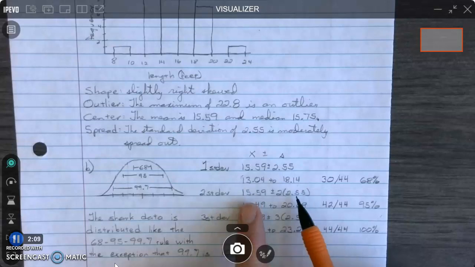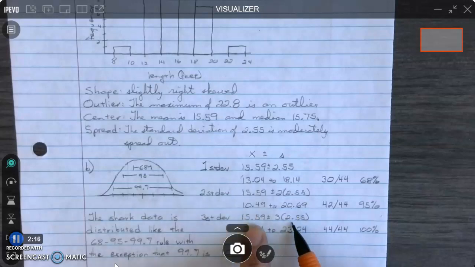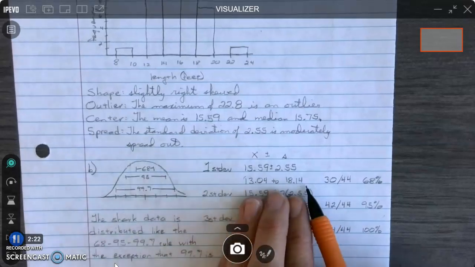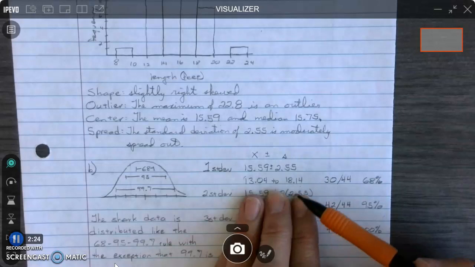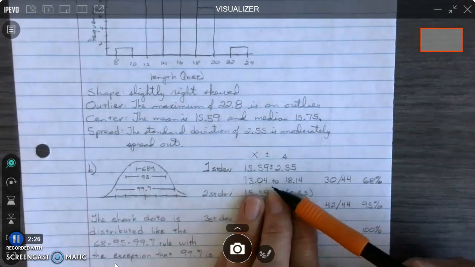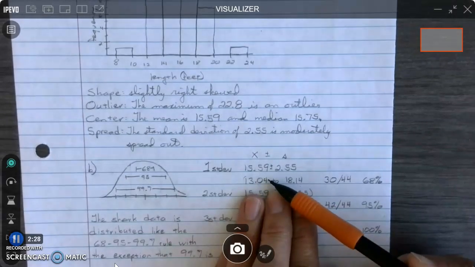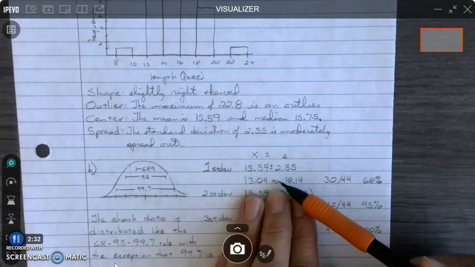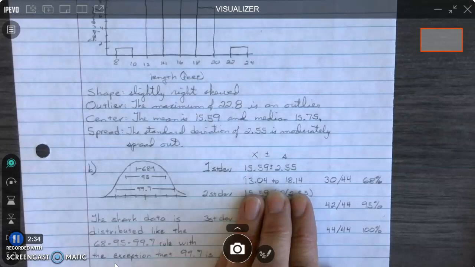I did that with adding and subtracting 2 standard deviations. And then I added and subtracted 3 standard deviations. Let's go back up to that first standard deviation. So, of all the data that should fit within one standard deviation, it is going to be sharks of length 13.04 feet up to sharks with 18.14 feet.